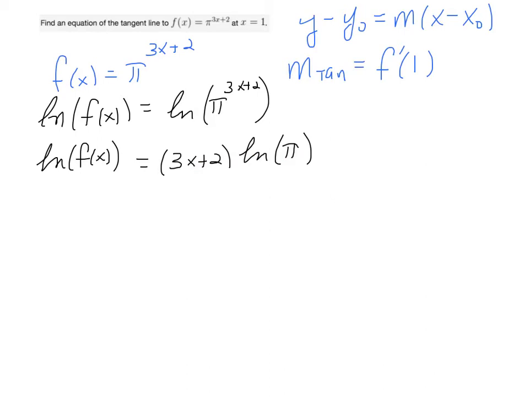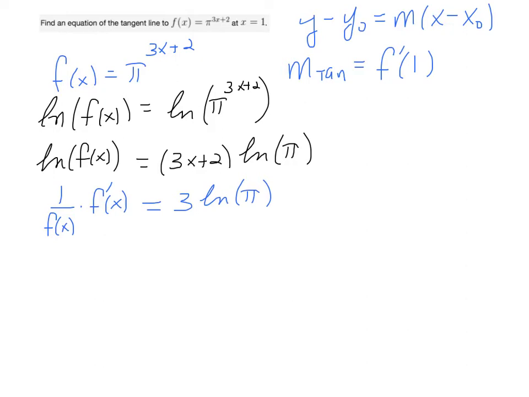Okay, so when we differentiate the natural log here, we get 1 over the argument, which happens to be f of x, and then by the chain rule we have to multiply by the derivative of the argument. And then when I take the derivative of the right hand side, I'm just taking a derivative of 3x plus 2, and that's simply 3. And the natural log of pi is a constant, which factors out of the derivative.